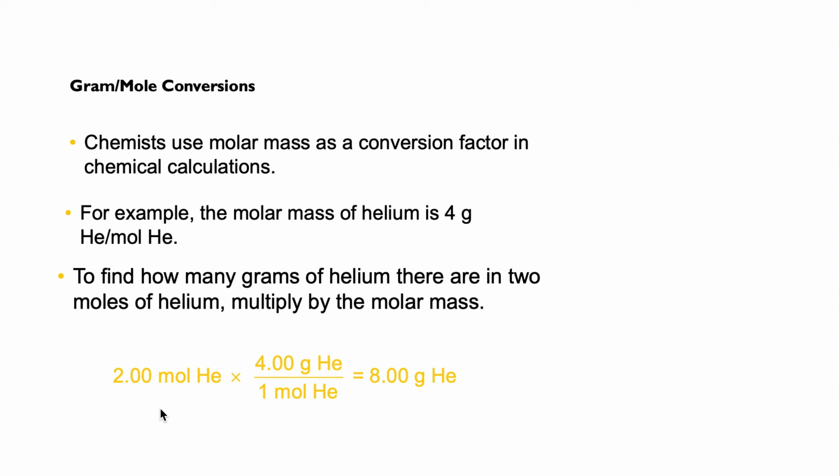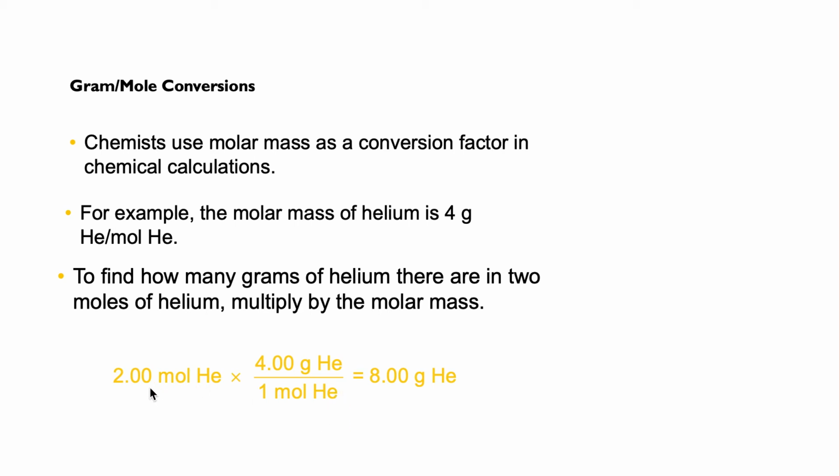For example, the molar mass of helium is 4 grams per 1 mole of helium. So to find how many grams of helium there are in 2 moles of helium, multiply by the molar mass. And we'll do a bunch of calculations momentarily to show you how to do this.